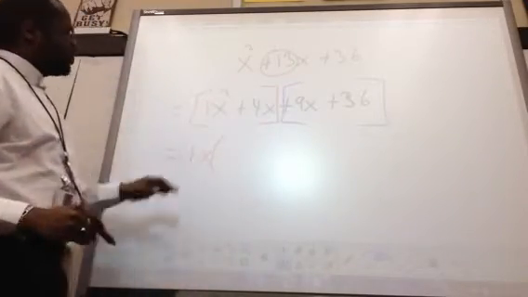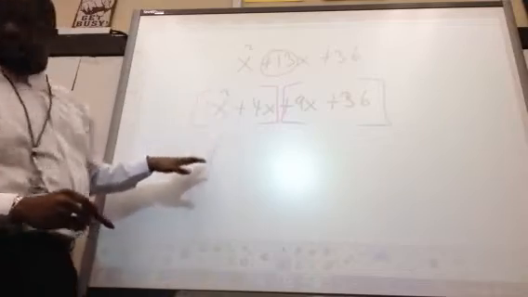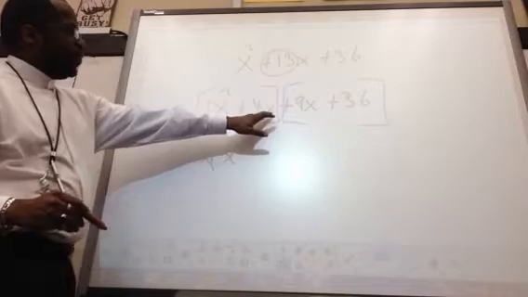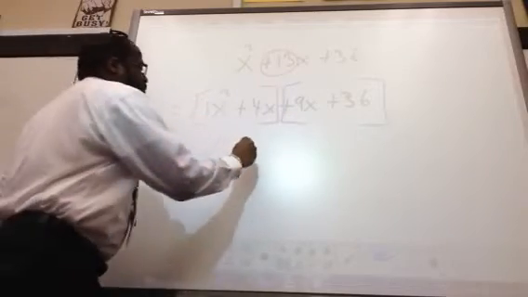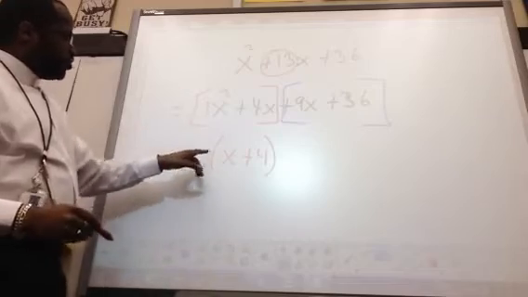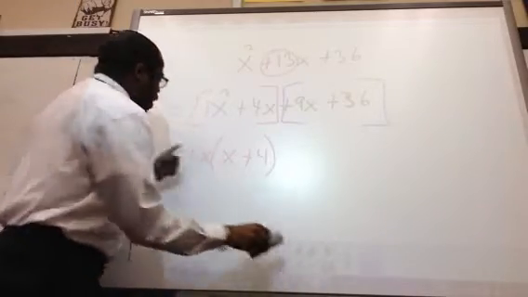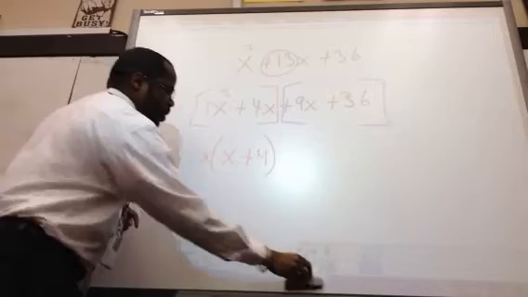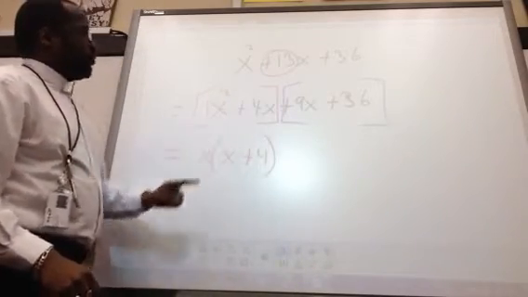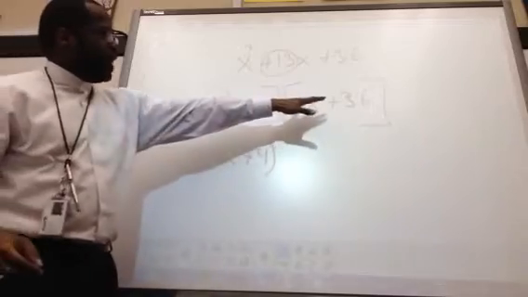Now let's see what's left. X squared divided by x leaves us with x. 4x divided by x leaves us with 4. We can check it to make sure that this is right by using the distributive property. 1x, or just x, times x gives us x squared. X times 4 gives us a 4x. Good. Now let's do the same thing over here.